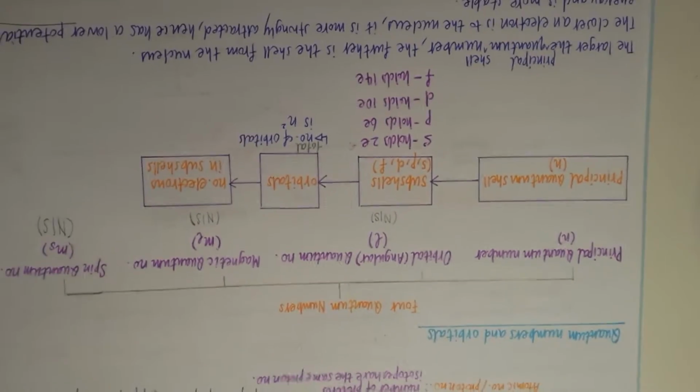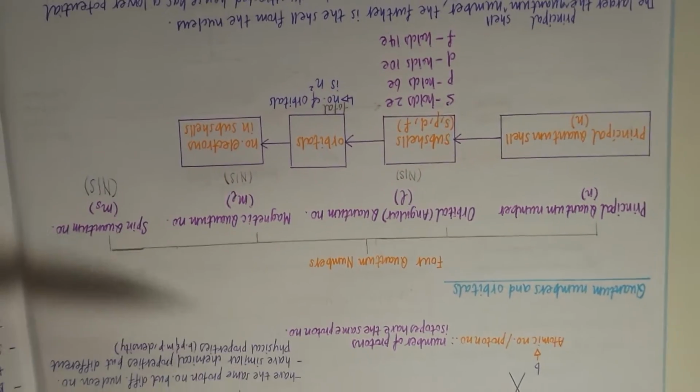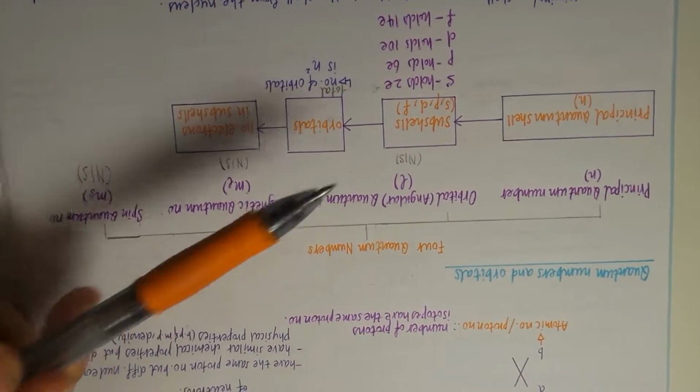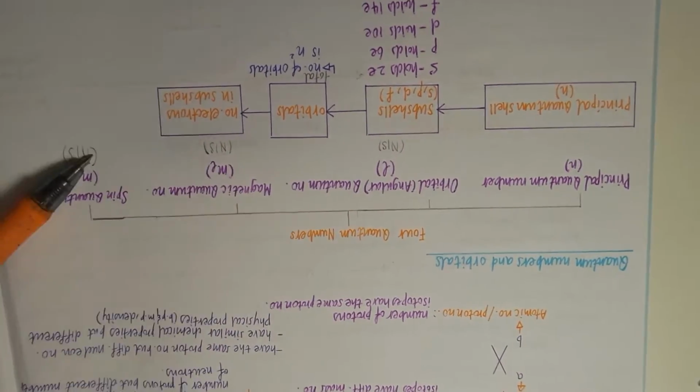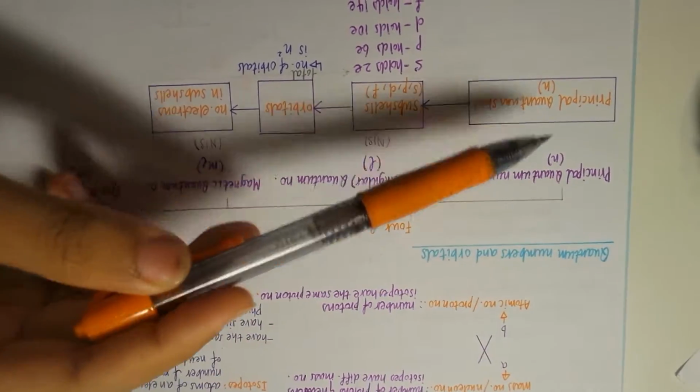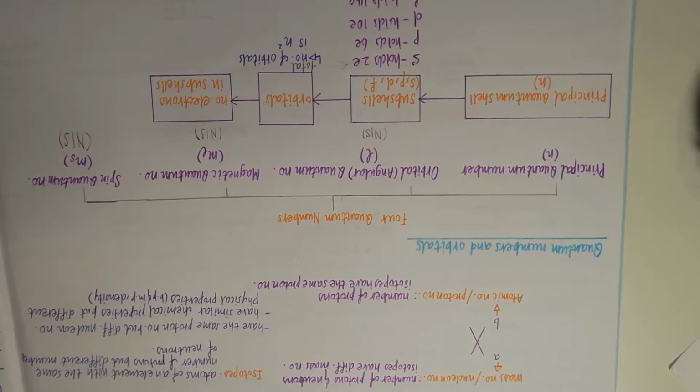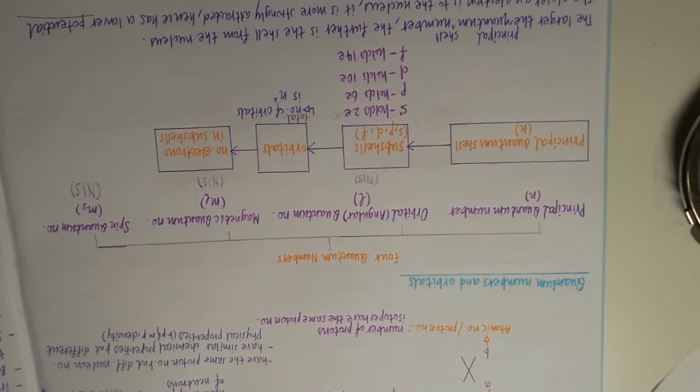The four quantum numbers are the principal quantum number, orbital quantum number, magnetic quantum number, and spin quantum number. But as the other three are not in the syllabus, today we'll only be learning about the principal quantum number, which is in the A-level syllabus.